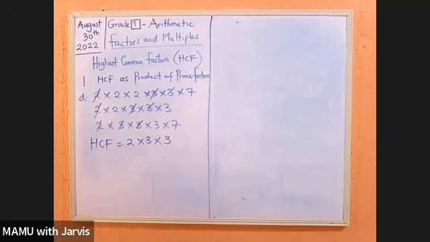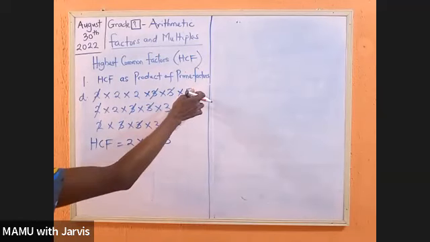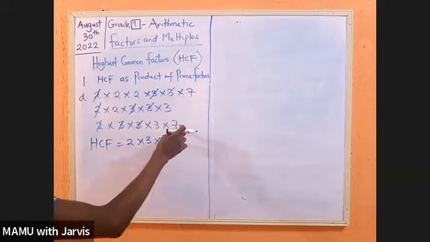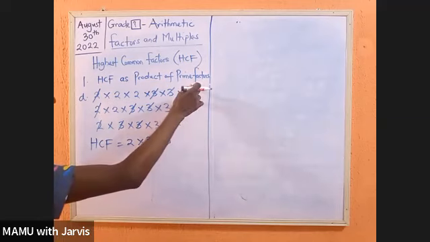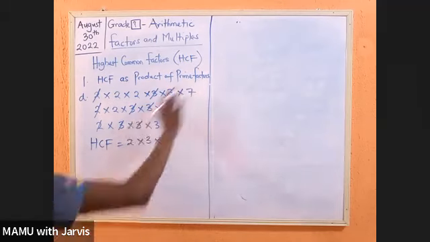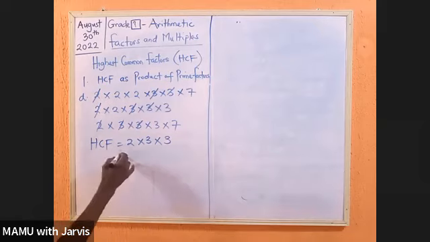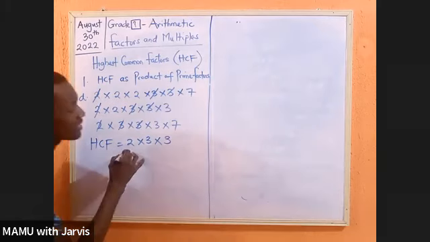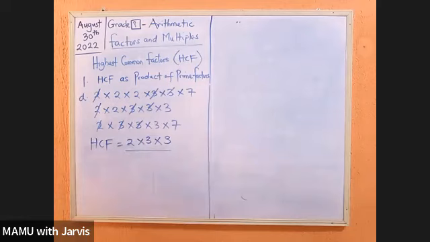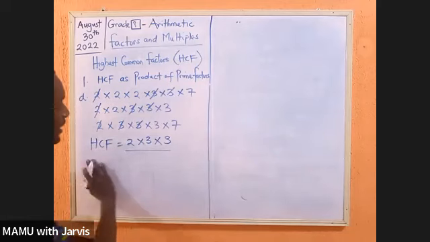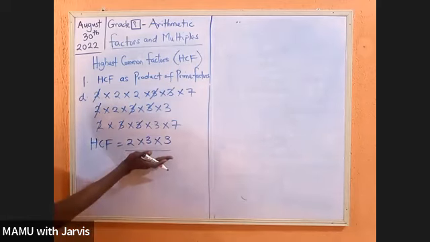Look at it through. I can't see any other 3. 7 is here, 7 is not here, 7 is here. So I can't consider 7. So what would be the HCF? They said we should leave it as product of what? Prime factors. So this is what they expect you to do and to leave your answer like.